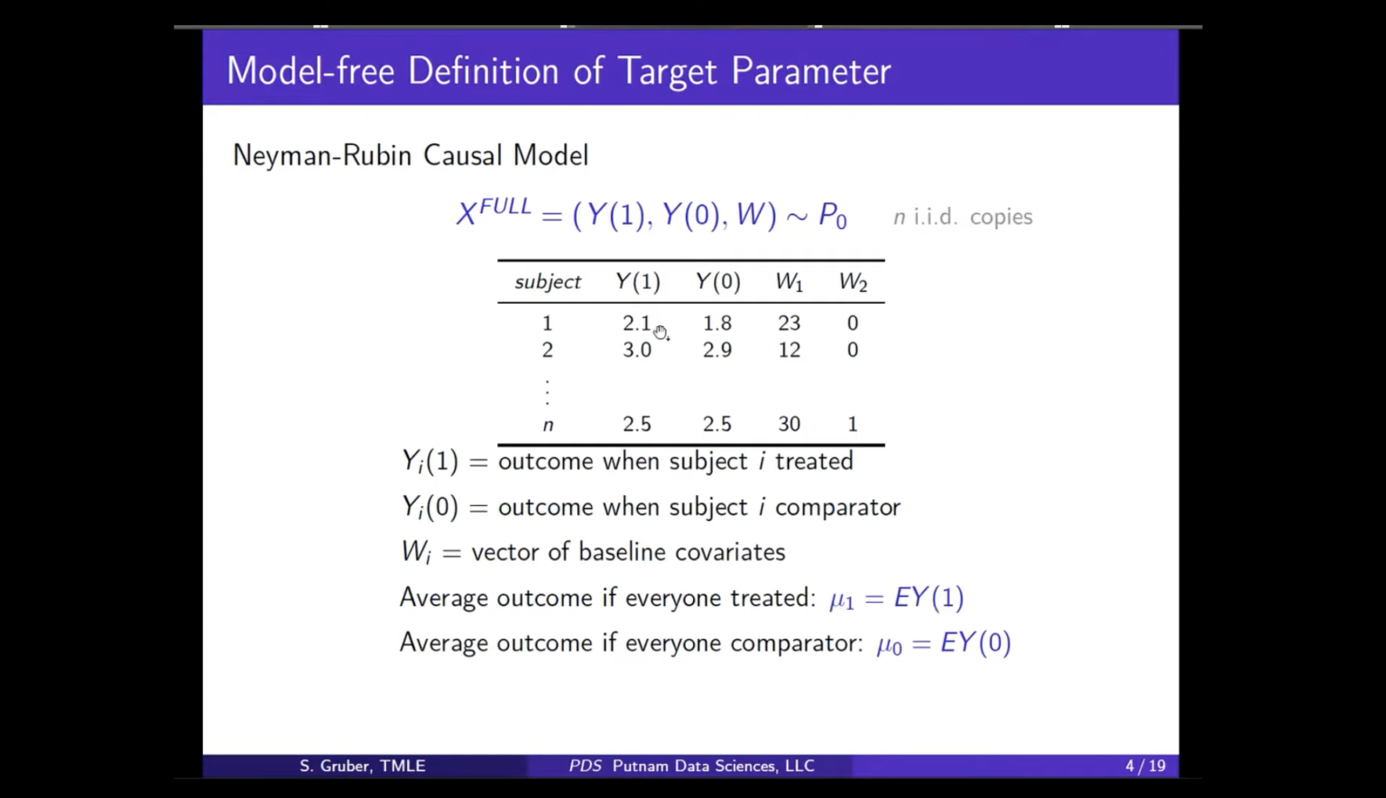Expected value just means I add up all these numbers and divide by n, and that's the average. And the same if, instead of everyone being treated, everybody had the comparator drug, then that's the expected value of Y0. It's just add up all these numbers, divide by n. And if I had those two things, then I can calculate a lot of different parameters. The ATE, the additive treatment effect, which is the same as the risk difference, would just be mu1 minus mu0. So in the population, the difference in the average outcome if everyone were treated, minus the average outcome if everyone were controlled, that's the additive difference.